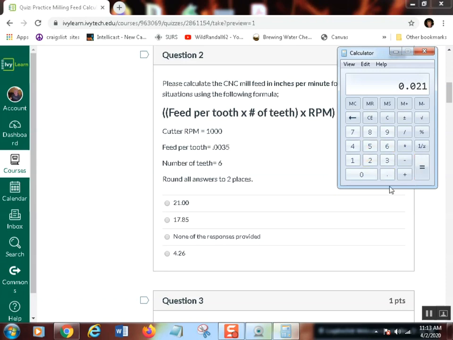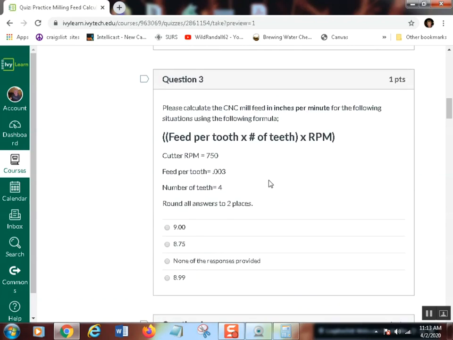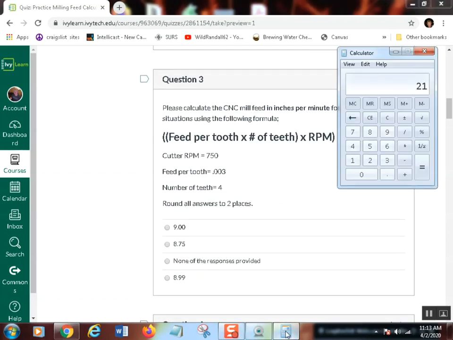Bottom line is, for every time this particular cutter goes around one complete revolution, it's going to move 21 thousandths. So what do we do now? All we have to do is multiply it times our RPM. So times 1000 equals 21 inches per minute. Yay! Hey, that's it right there. All right. Question number 3. Let's go ahead and do that. All right. Clear it back out.